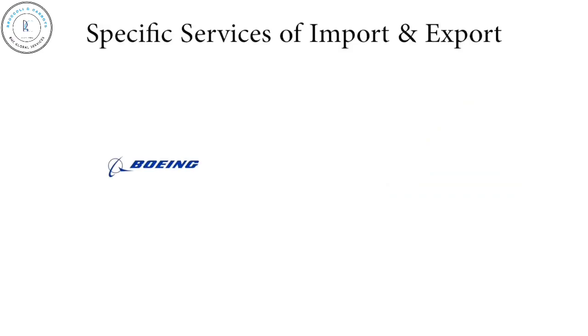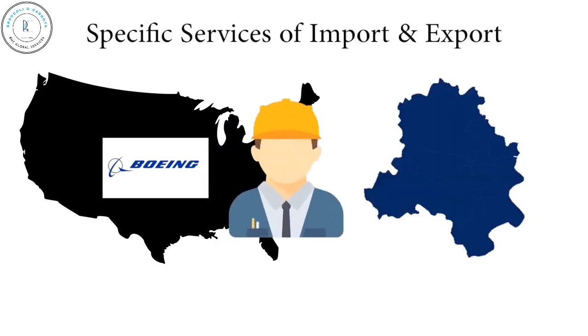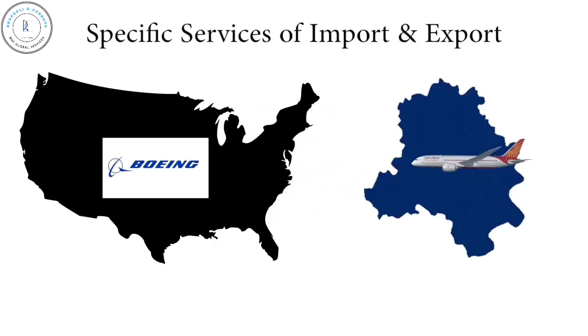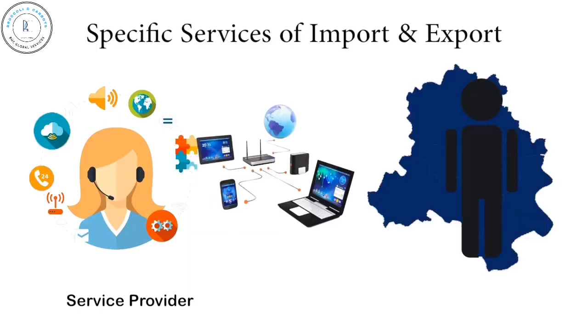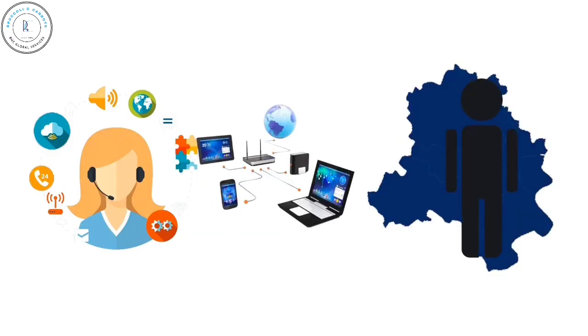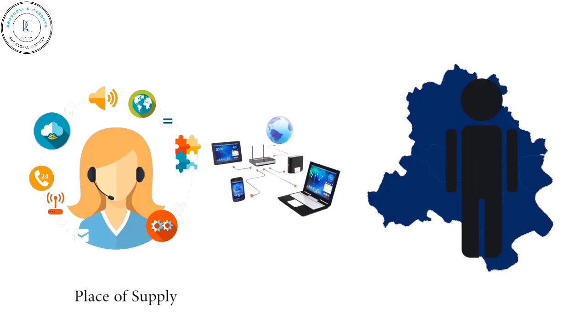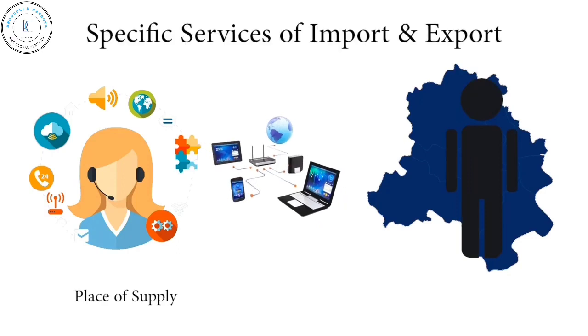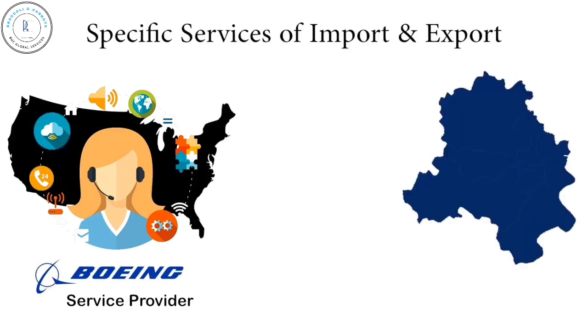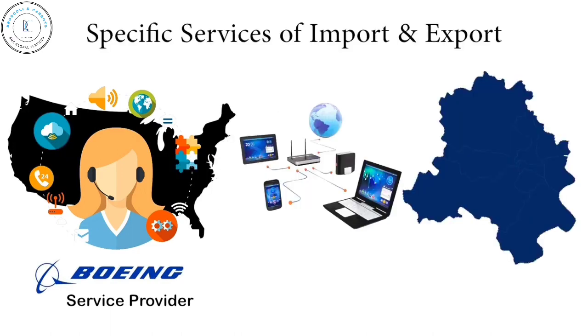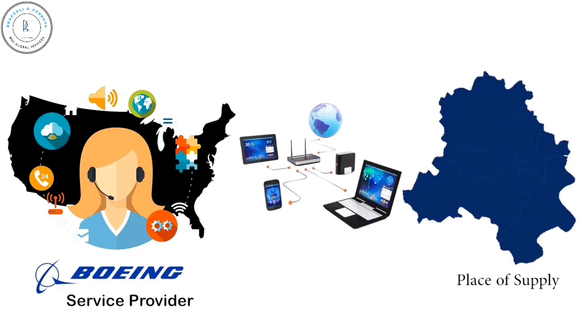Example: Boeing, U.S., sends an engineer to Delhi to repair Air India Boeing aircraft. Place of supply will be Delhi. IGST shall be levied. If services are provided from a remote location by electronic means to any person, then the place of supply shall be the location where the goods are situated at the time of supply of services. Example: a Boeing engineer, U.S., provides services from USA to Delhi through the Internet. Place of supply shall be Delhi.